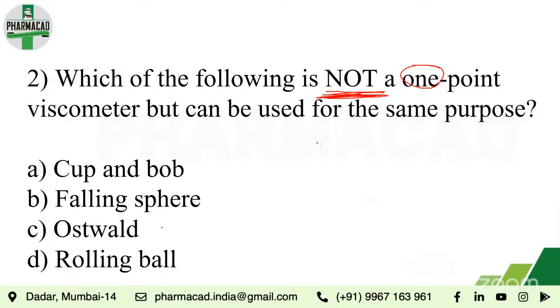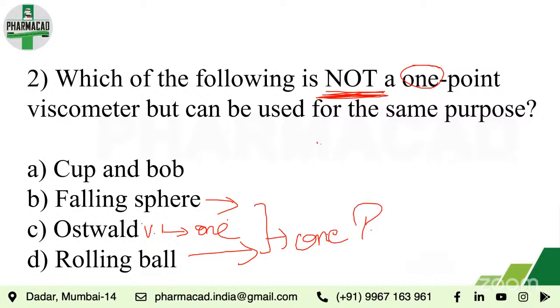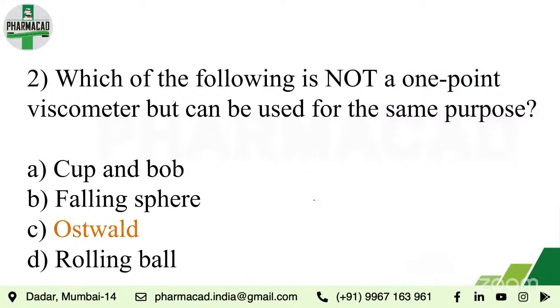So what is the Ostwald viscometer? Is it a 1-point or a multi-point? 1 point. Very good. This is a 1-point viscometer. What about falling sphere? Falling sphere and rolling ball, both of them again are 1-point viscometers. Along with that, even the Hoeppler viscometer is a 1-point viscometer. So the correct answer here is cup and bob actually.